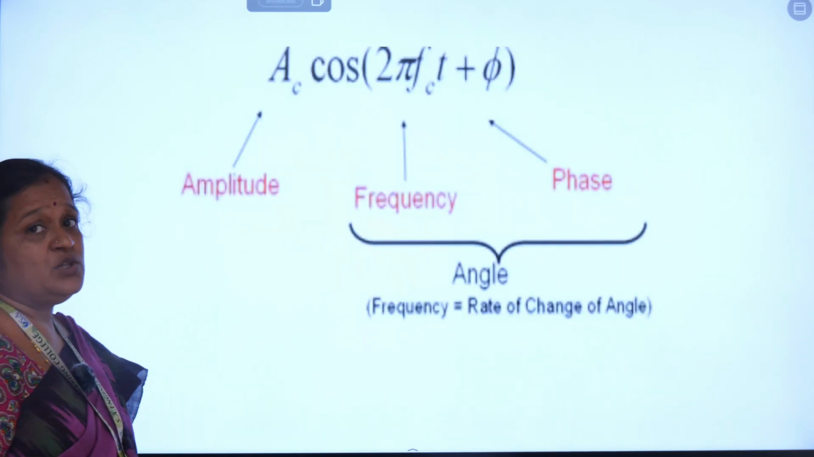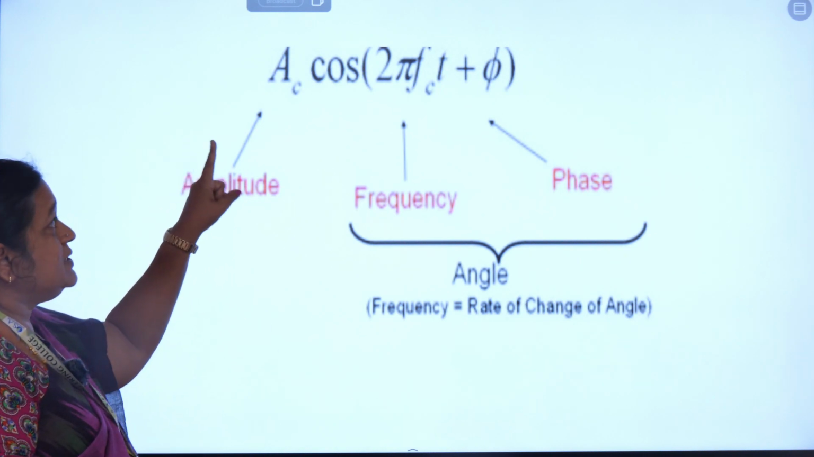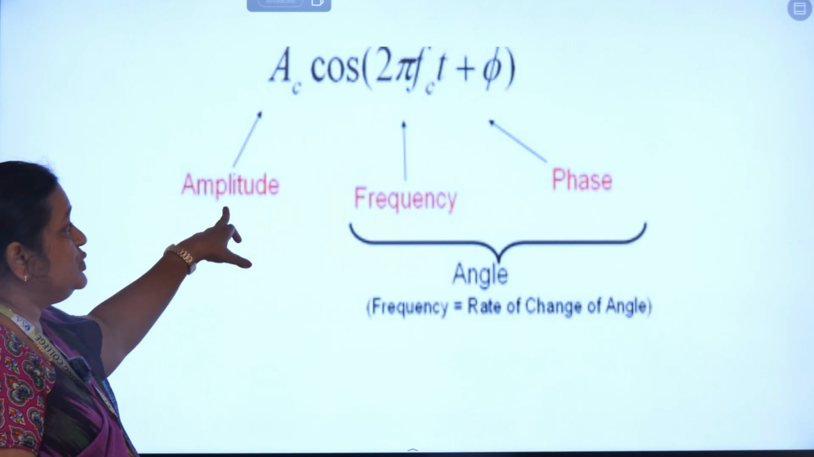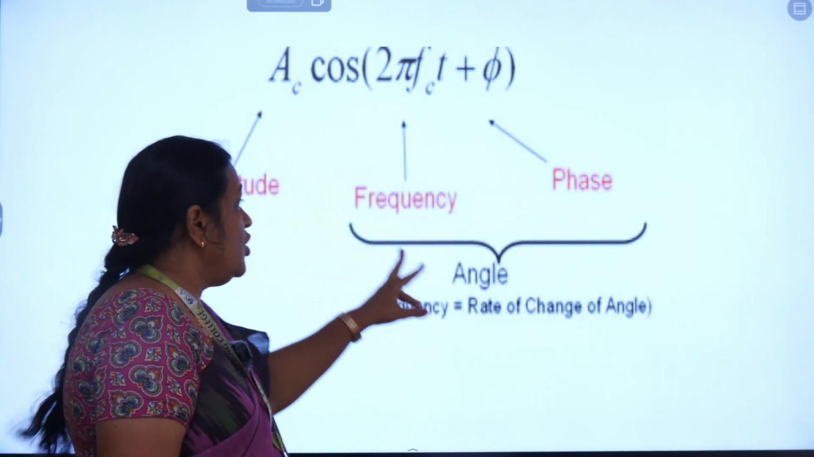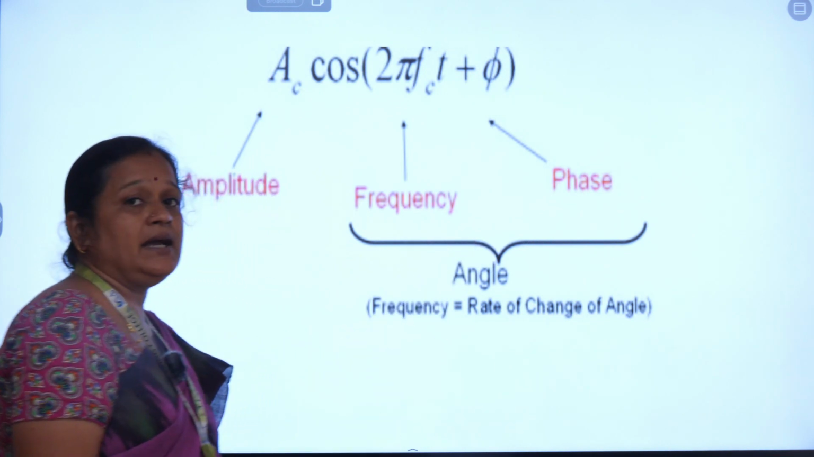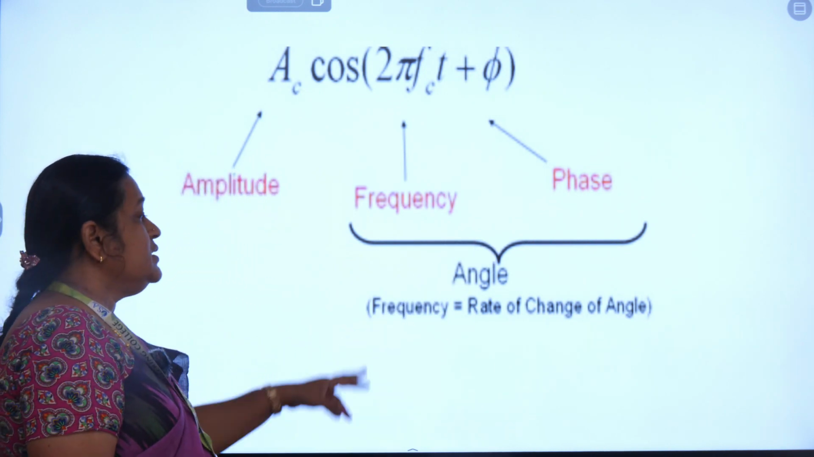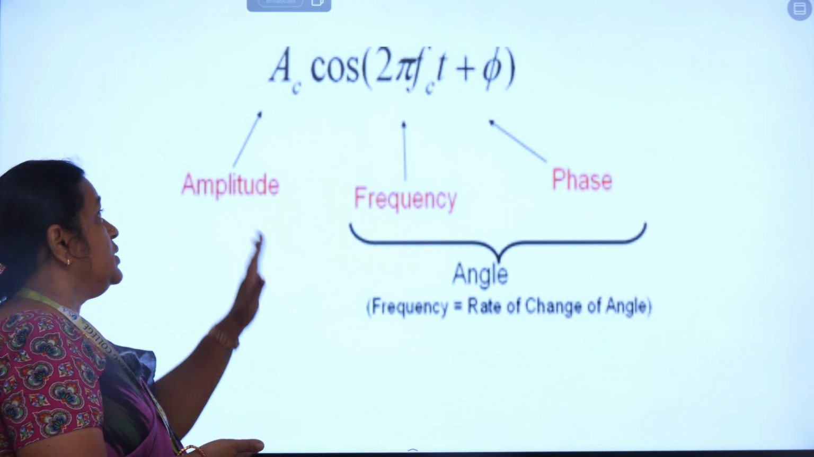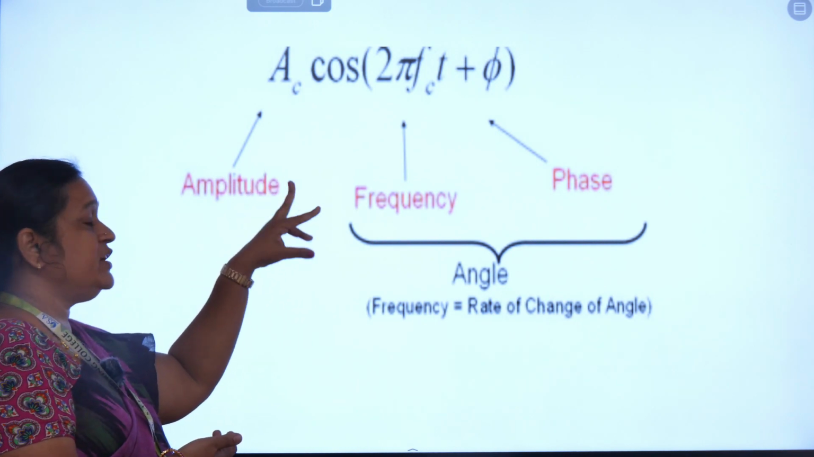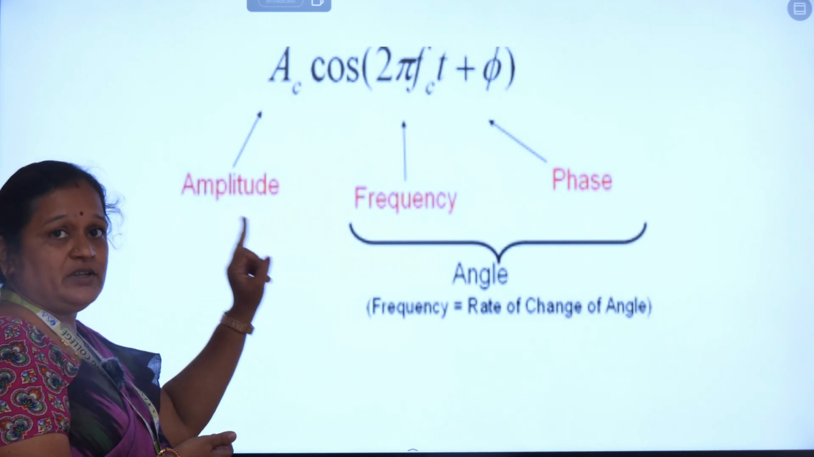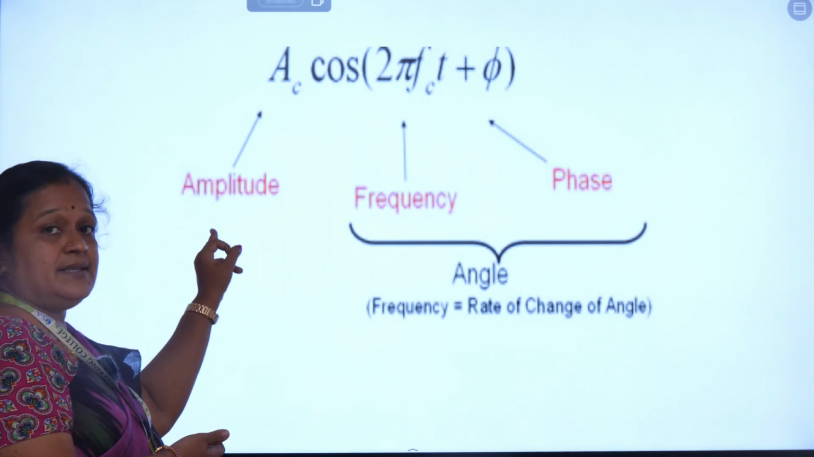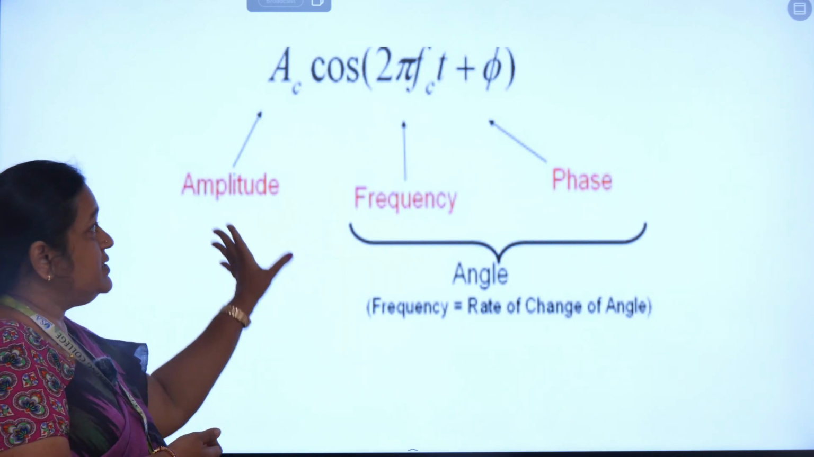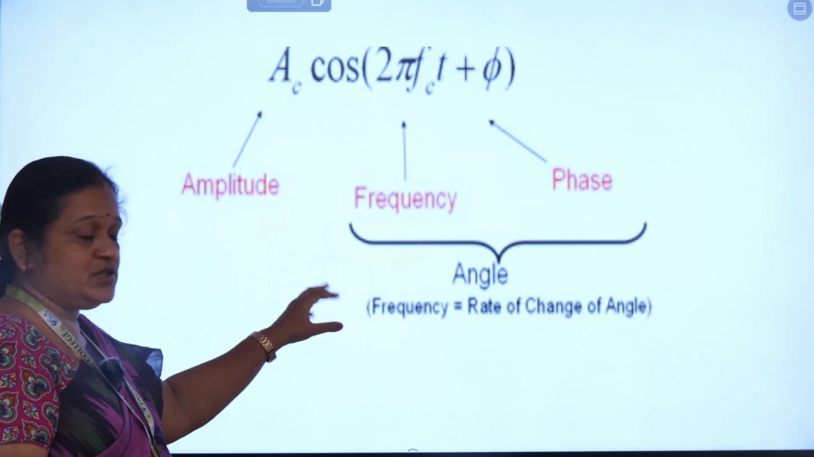This is the basic equation of modulation, that is Ac cos(2π fc t + φ). Here Ac is nothing but amplitude, this is frequency, this is phase. The combination of frequency and phase is nothing but angle modulation, already we discussed. Frequency is equal to the rate of change of angle. In this equation, if we change frequency, that is fc, that means frequency modulation. If we change Ac, that is amplitude modulation. If we change phase, that is phase modulation. This is the basic equation of modulation.